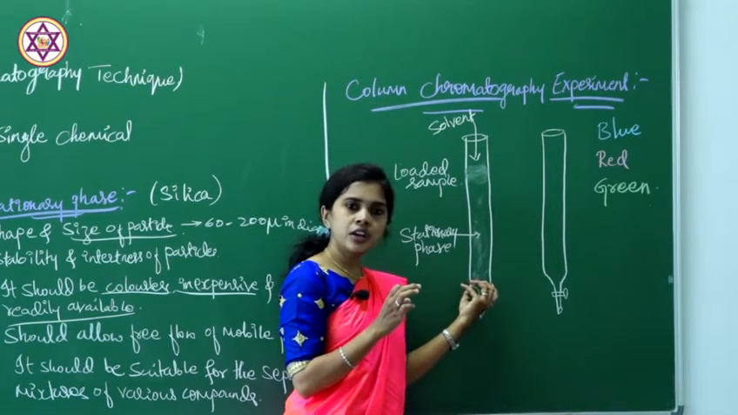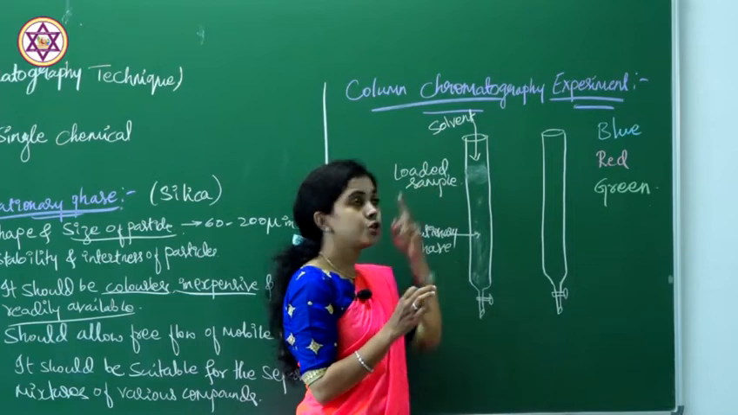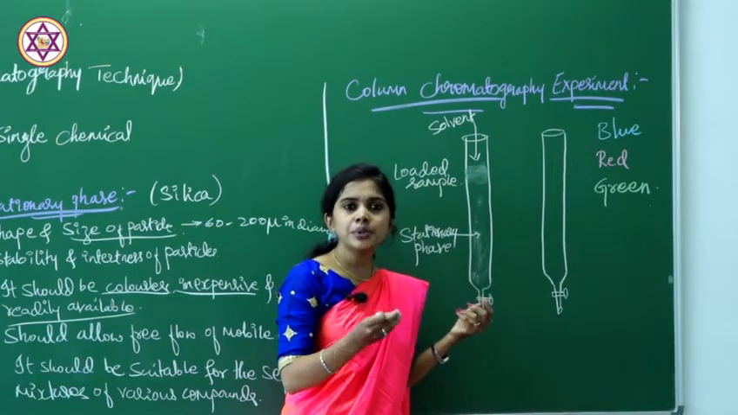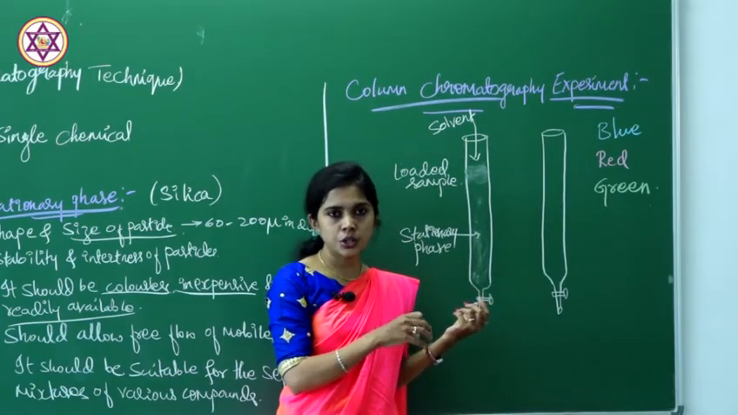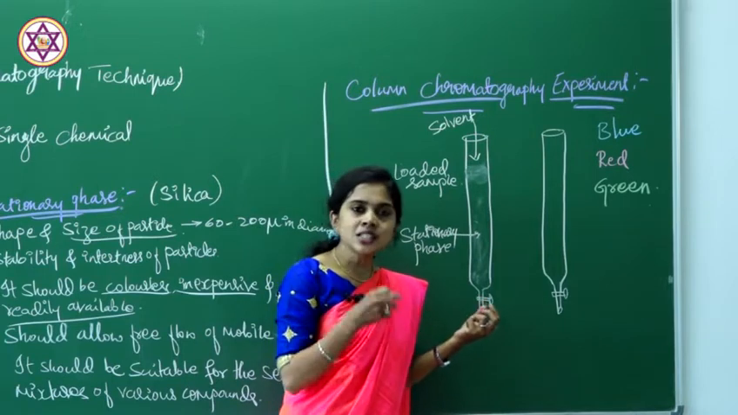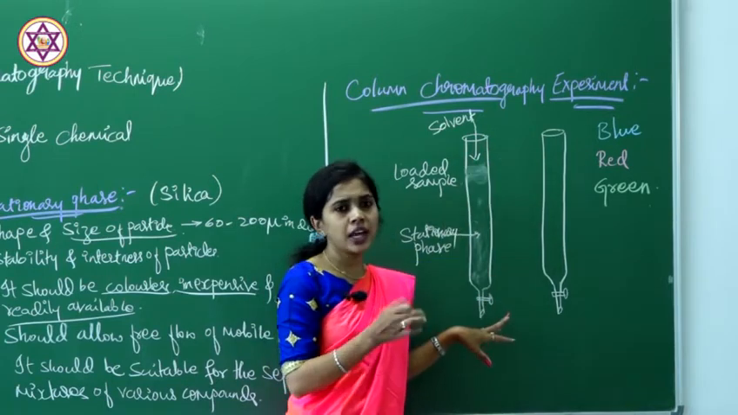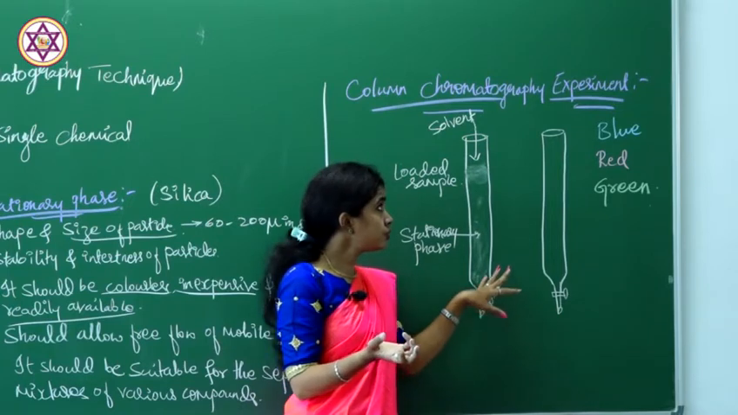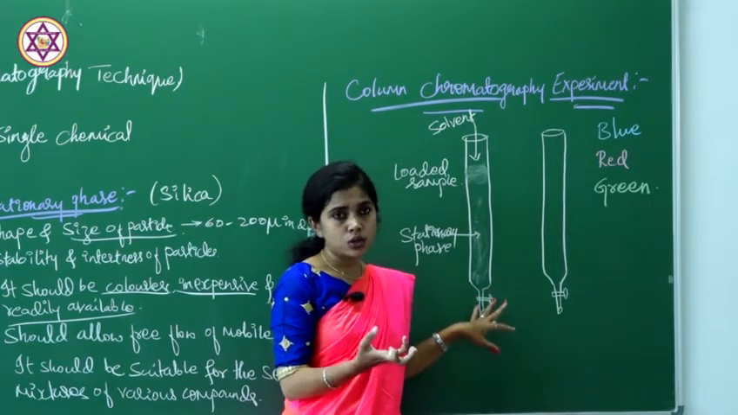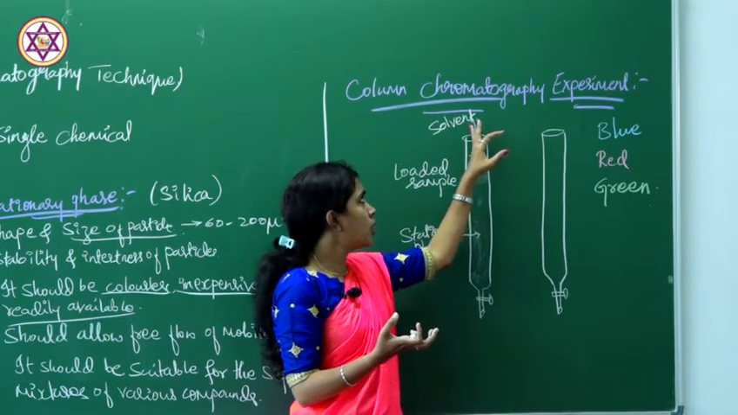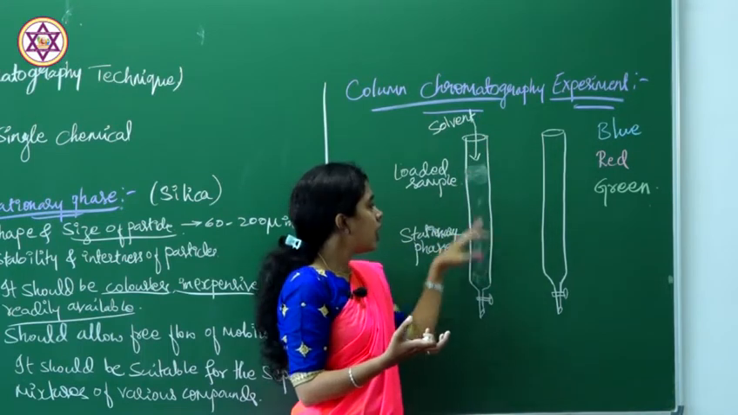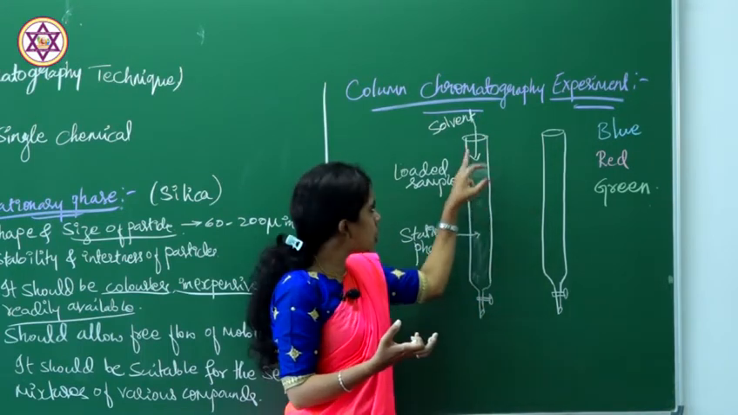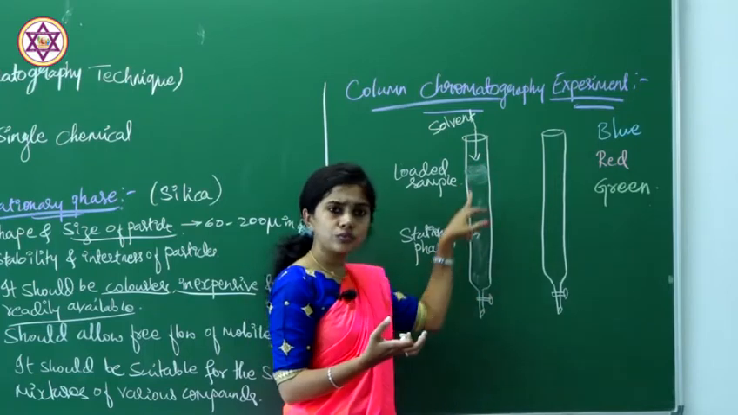Okay, after filling the silica, what are we going to do? What is the suitable solvent for the sample? We are going to take it with the sample, right? That solvent we are going to fill in. It can be ethanol, or acetone, or even water also. Okay, we are going to add the solvent, and after that the solvent will move the compound.